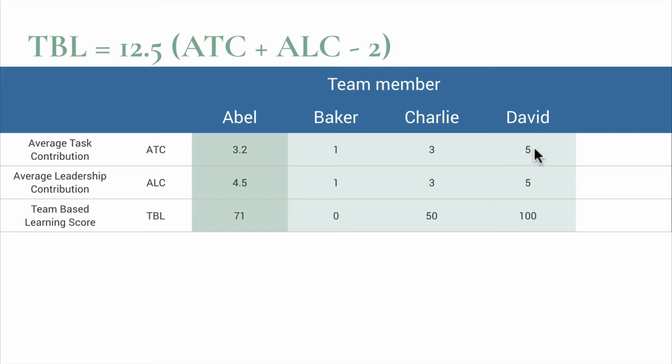At the other extreme, David received the highest rating of 5, and he gets a team-based learning score of 100. Charlie, he's rated in the middle of the 1 to 5-point scale and gets a team-based learning score of 50. In a future example, we're going to look at a more typical situation where the numbers are spread across the range like this. I've changed David's score to 2.6 so that he gets a team-based learning score of 41.